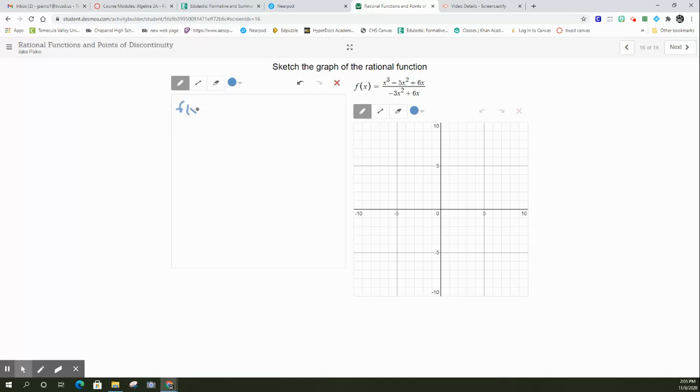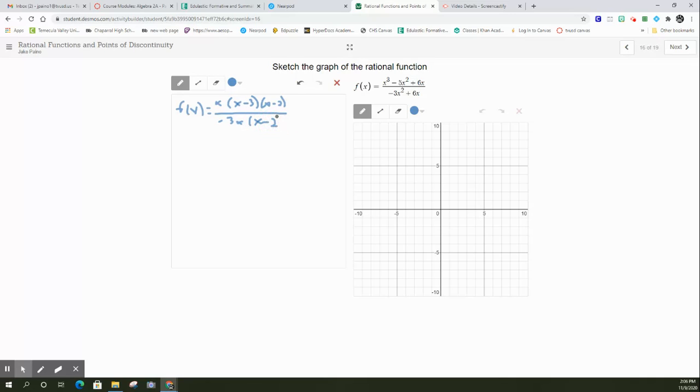So f of x is going to equal, we take out an x, factor the quadratic that's left up there. So what multiplies up to 6 and adds up to negative 5? That's going to be negative 3 and negative 2. x minus 3, x minus 2. On bottom, I'm going to take out negative 3x, and that's going to leave me with x minus 2.